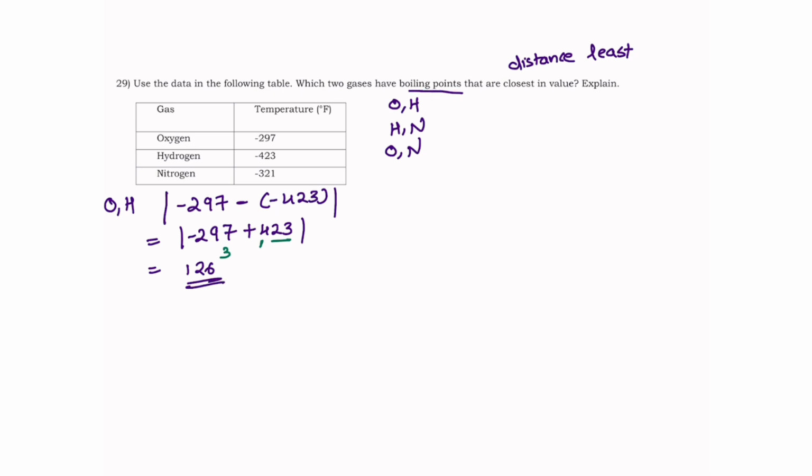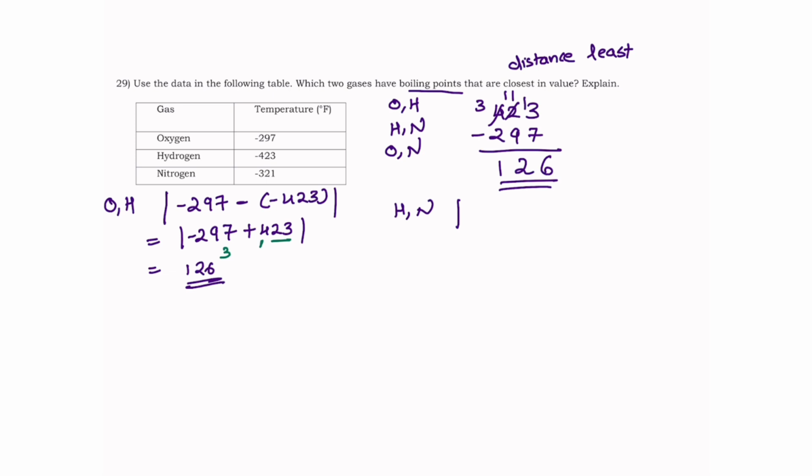So let's confirm our answer here. 423 minus 297. 3 minus 7 not possible. We cancel this and take 1 here. 13 minus 7 is 6. 1 minus 9 not possible. We go and get a carry. So 11 minus 9 is 2 and 3 minus 2 is 1. Confirmed, right? And then the next combination, which is H and N.